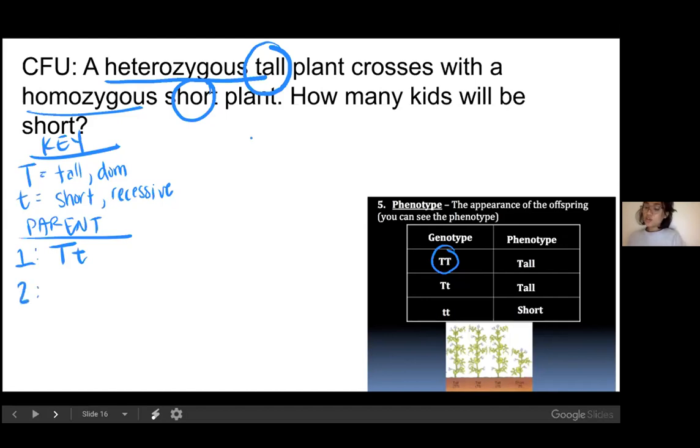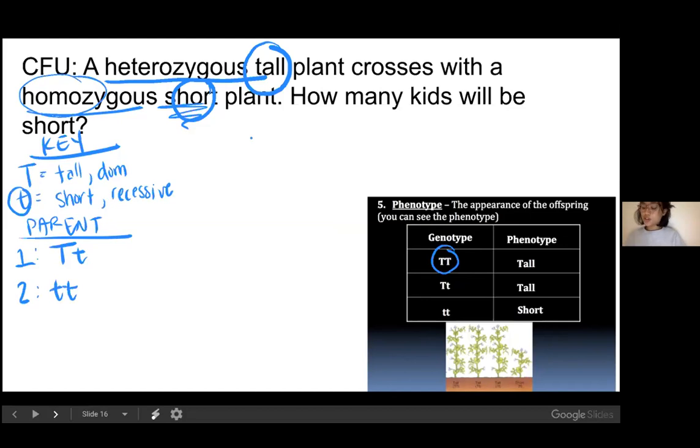Parent number 2 is homozygous short. What would it look like if you had a homozygous short plant? That's right, in order for something to be short, it has to have the little t, and since it's homozygous, they're the same. So it would be little t, little t.